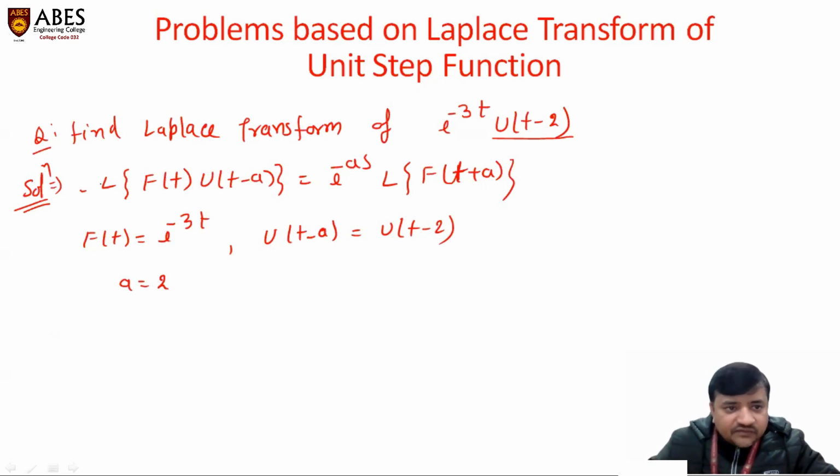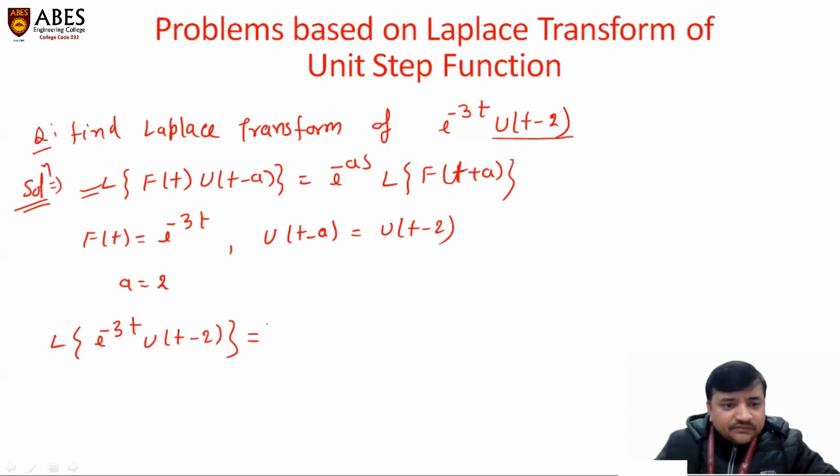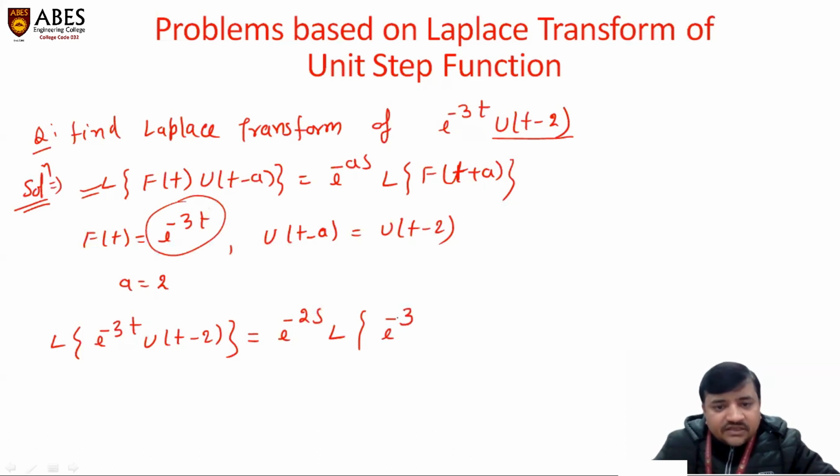So if we make use of this formula, we get the Laplace transform of e to the power minus 3t u(t minus 2) is equal to e to the power minus as, the value of a is 2, so e to the power minus 2s times the Laplace transform of f(t plus a). That is, whatever the function is, you just put t plus a in the place of t. So our function is e to the power minus 3t. I'll be putting e to the power minus 3, and in the place of t, it will be t plus a, and the value of a is 2. So it will be t plus 2.